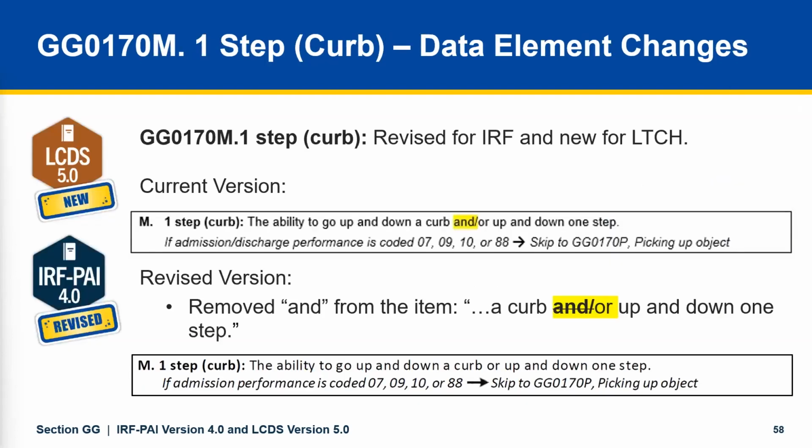In this slide, we want to point out that there was a data element change in the IRF-PAI for GG0170M, 1 step or curb. In the current version, GG0170M is described as the ability to go up and down a step and or up and down 1 step. In the revised version, the "and" is removed and it now reads as up and down a curb or up and down 1 step, meaning both the step and curb do not need to be assessed for GG0170M.